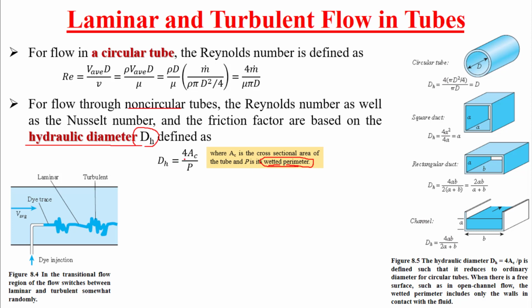Okay. So 4 multiplied by cross-sectional area divided by wetted parameter. Wetted parameter means الجدران أو المحيط المبلل اللي الفلو بيغمره. اوكي، يعني مثلا هون كل الاجزاء زي ما انتم شايفينها colored with blue.